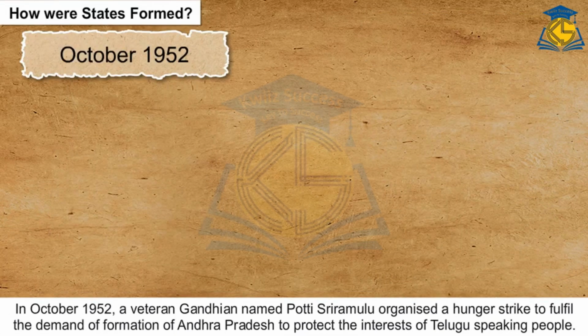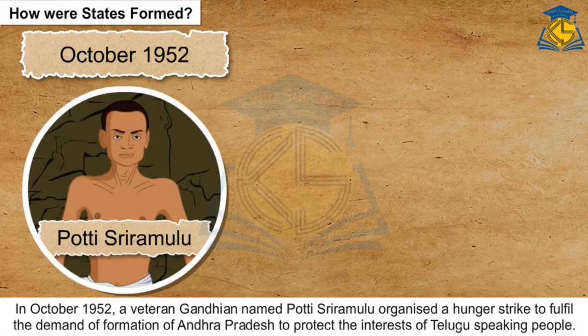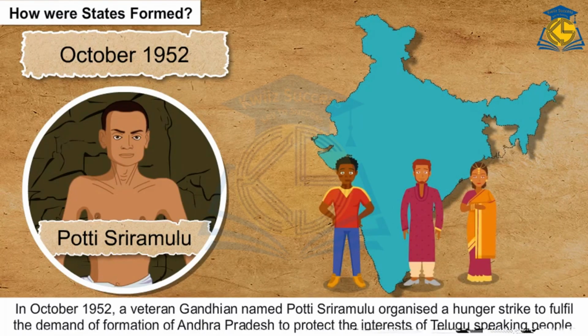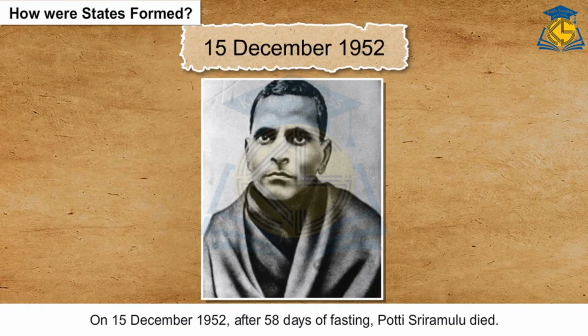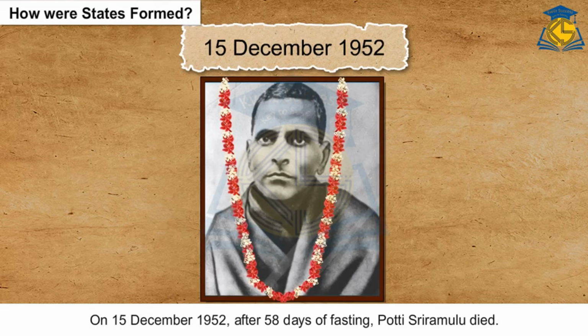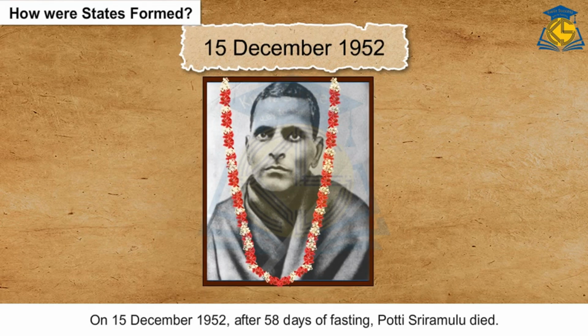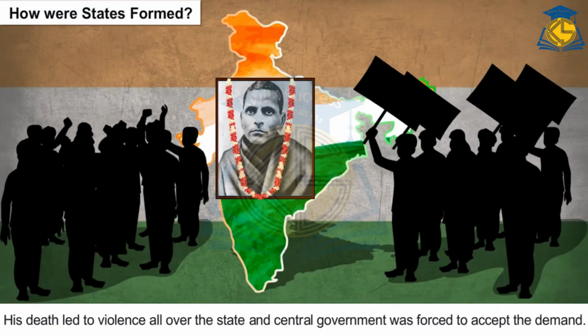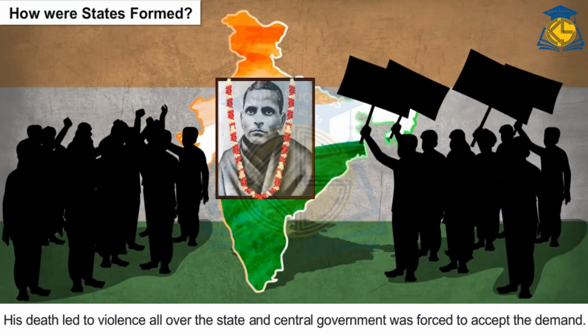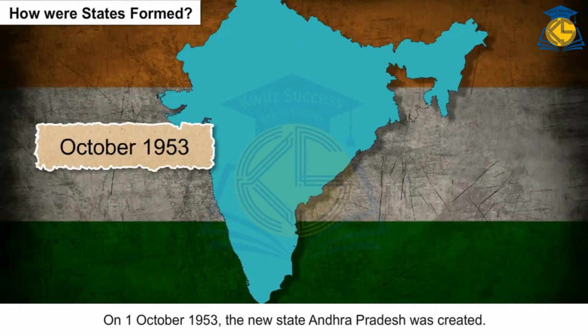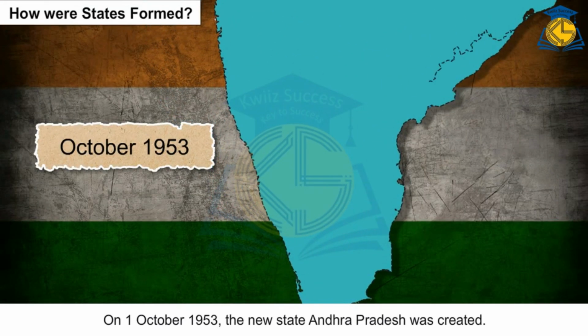In October 1952, a veteran Gandhian named Potti Sriramalu organized a hunger strike to fulfill the demand for the formation of Andhra Pradesh to protect the interests of Telugu-speaking people. On 15 December 1952, after 58 days of fasting, Potti Sriramalu died. His death led to violence all over the state, and the central government was forced to accept the demand. On 1 October 1953, the new state Andhra Pradesh was created.